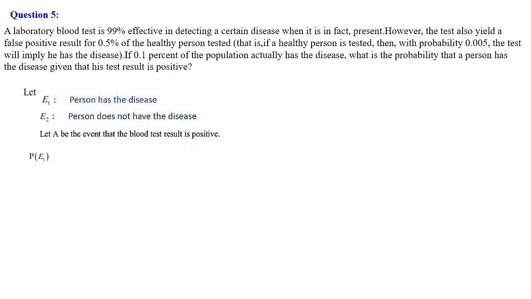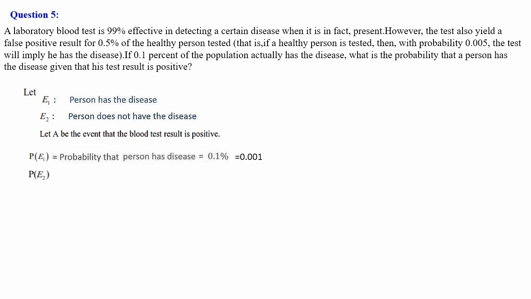And let's write P of E1. P of E1 is given. Unlike the previous questions, this is the last statement it is given: 0.1% of the population actually has the disease. Means the probability that a person has the disease is 0.1%. That is 0.1 by 100, that is 0.001.